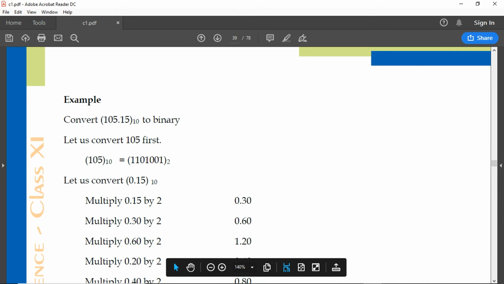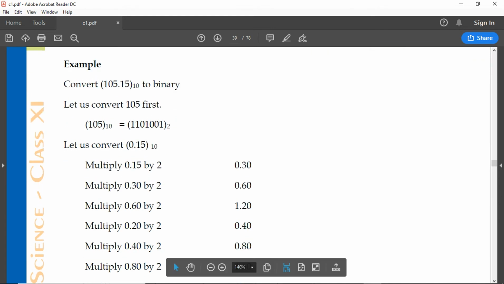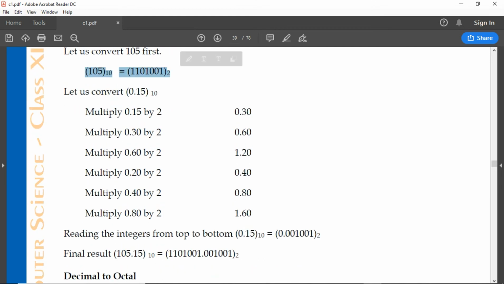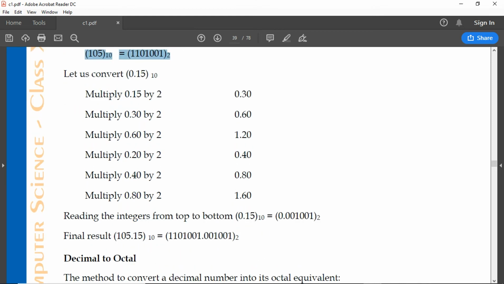Example. Convert 105.15 base 10 to binary. Let us convert 105 first. 105 base 10 equals 1101001 base 2. Let us convert 0.15 base 10.